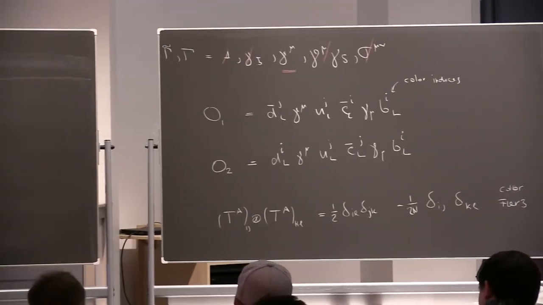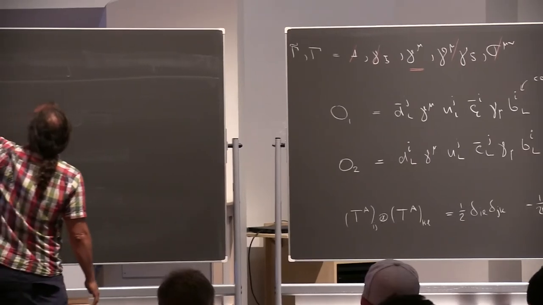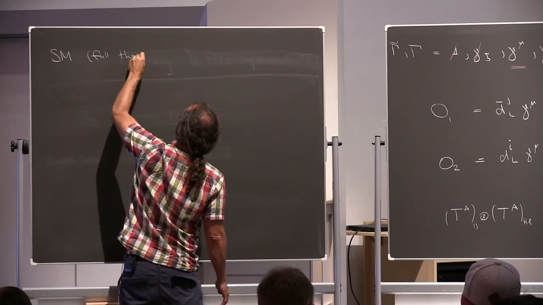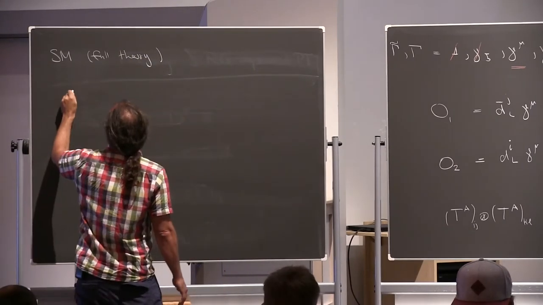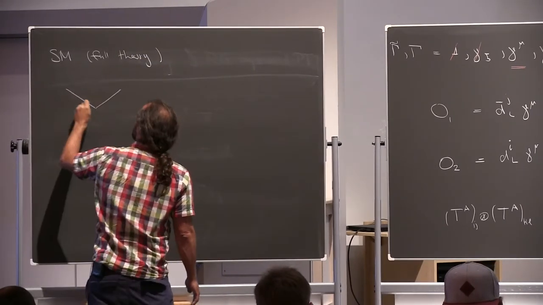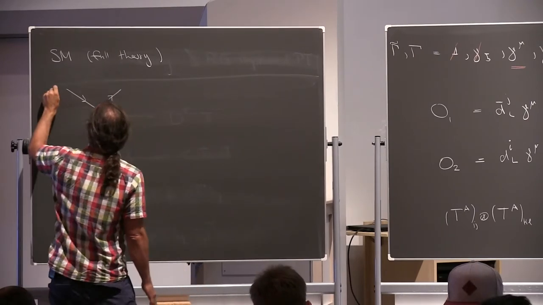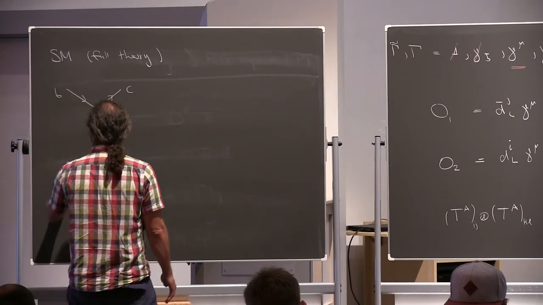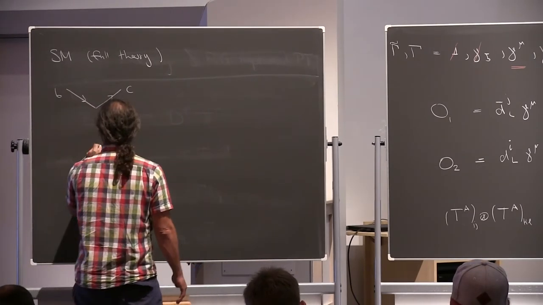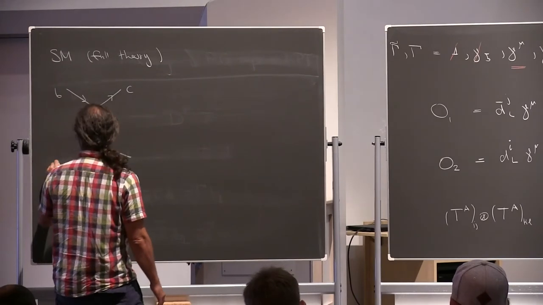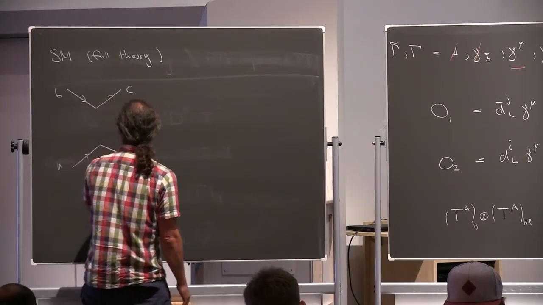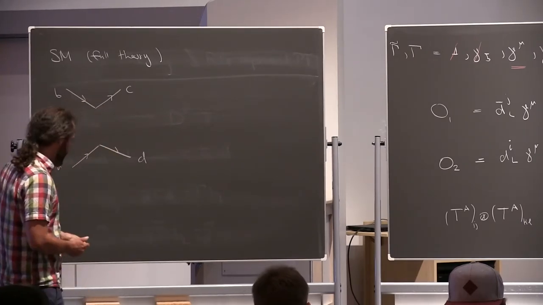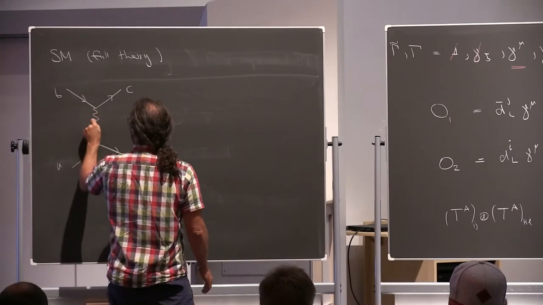So in the standard model, which is the full theory in our case, we have the transition B goes to C, and U to D. And there's a W exchange in the middle.